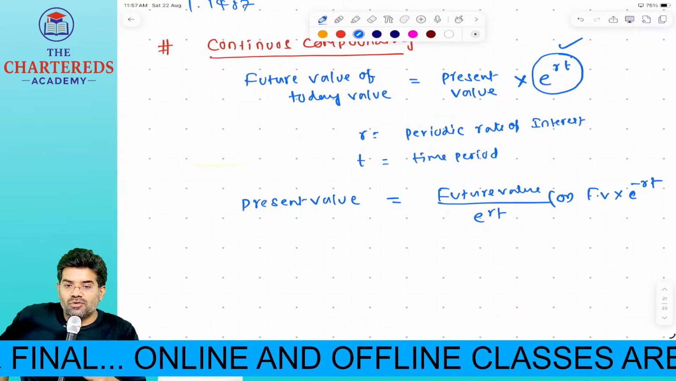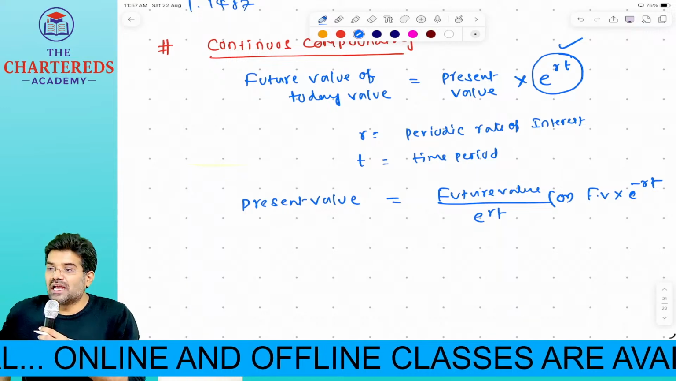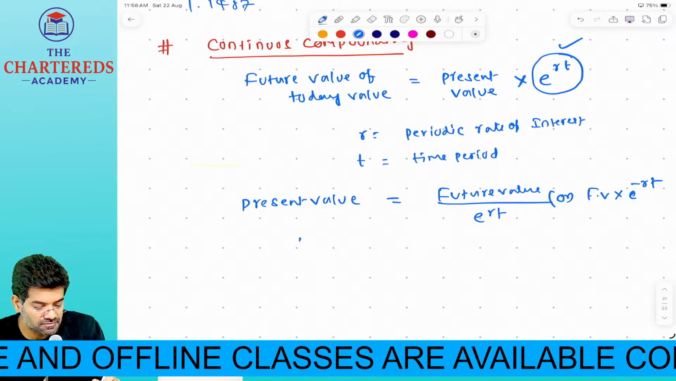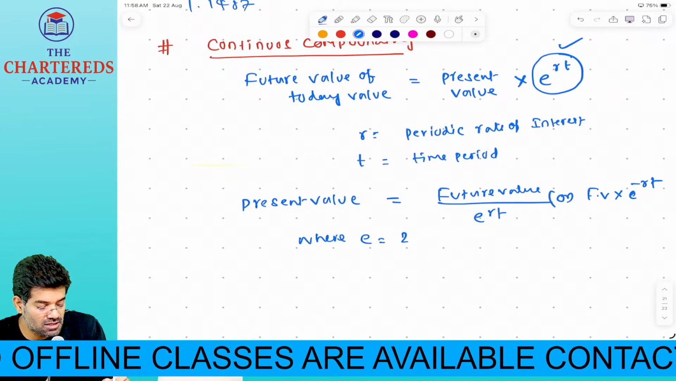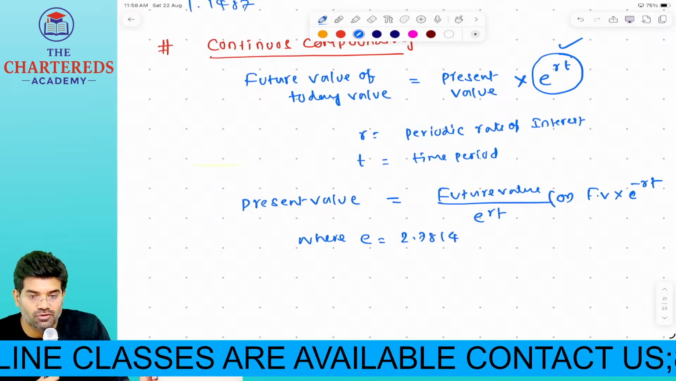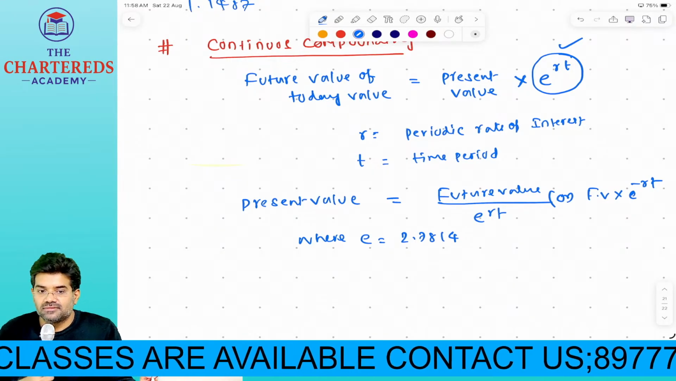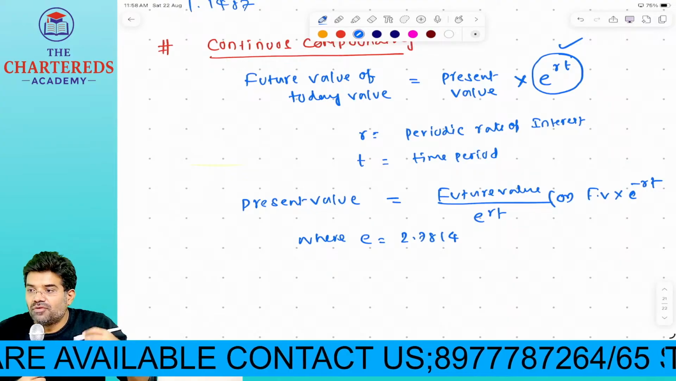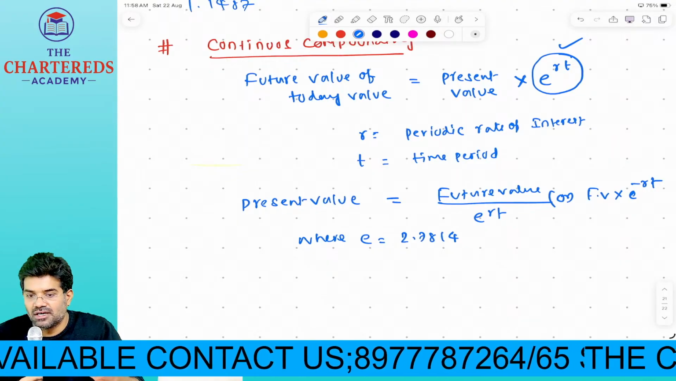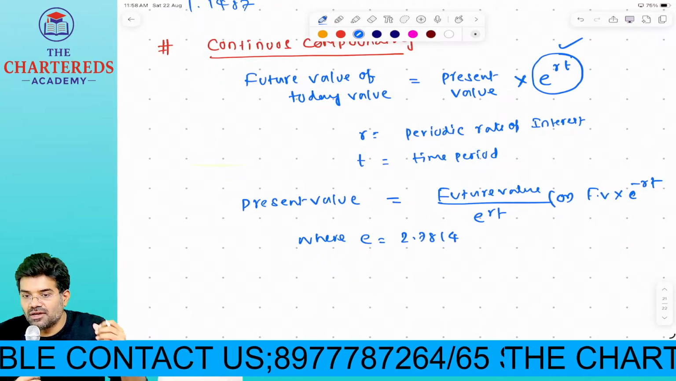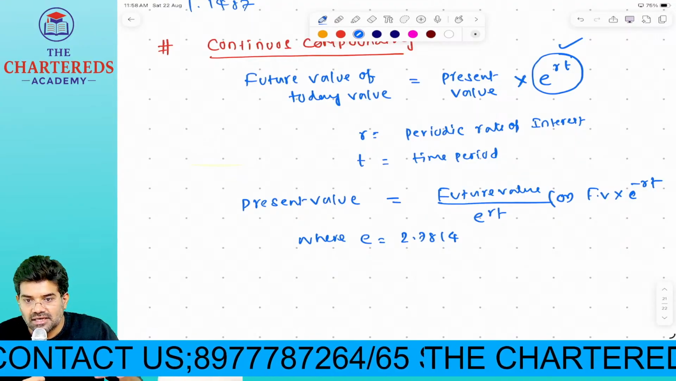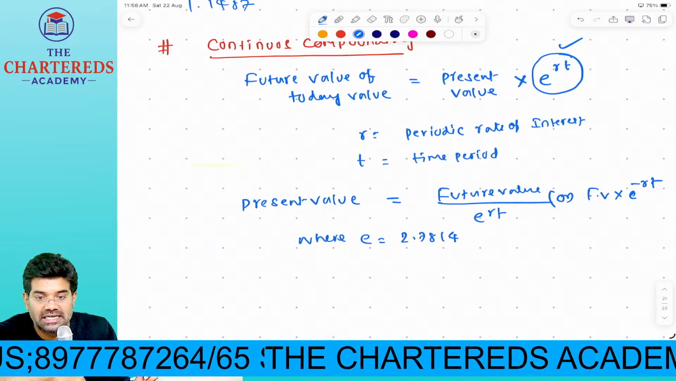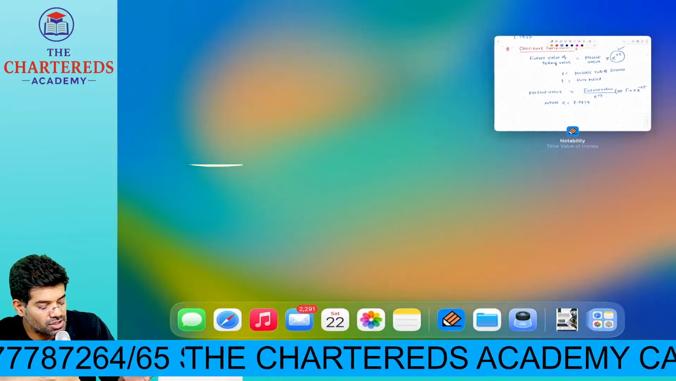So in the question, they will give you the e value. Generally, e value is 2.7814. We have tables for continuous compounding also, like how we have tables for present value interest factor and future value interest factor. We have even tables for e value also. This is continuous compounding. So more about this we'll discuss in derivatives. Now we have a question on this in our material.